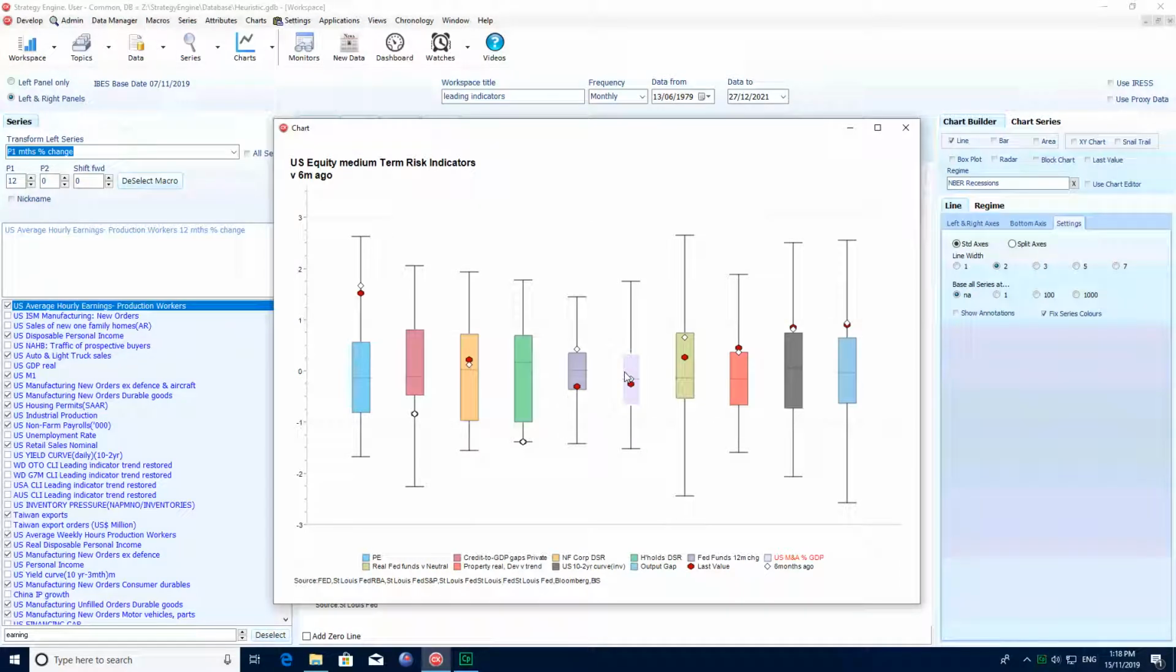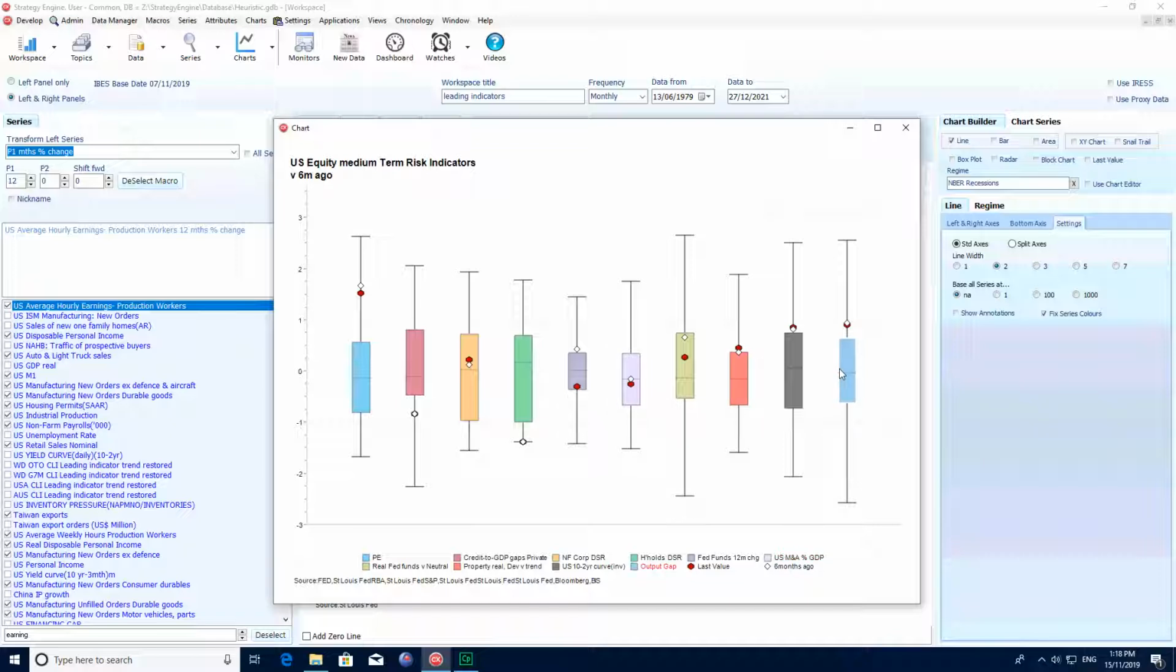In this video, we're going to have a look at the range of recession indicators, particularly in the US, just to get an update on the state of play there. And the first one I'm going to look at is our chart that shows equity medium-term risk indicators, of which quite a lot have been associated with recessions.